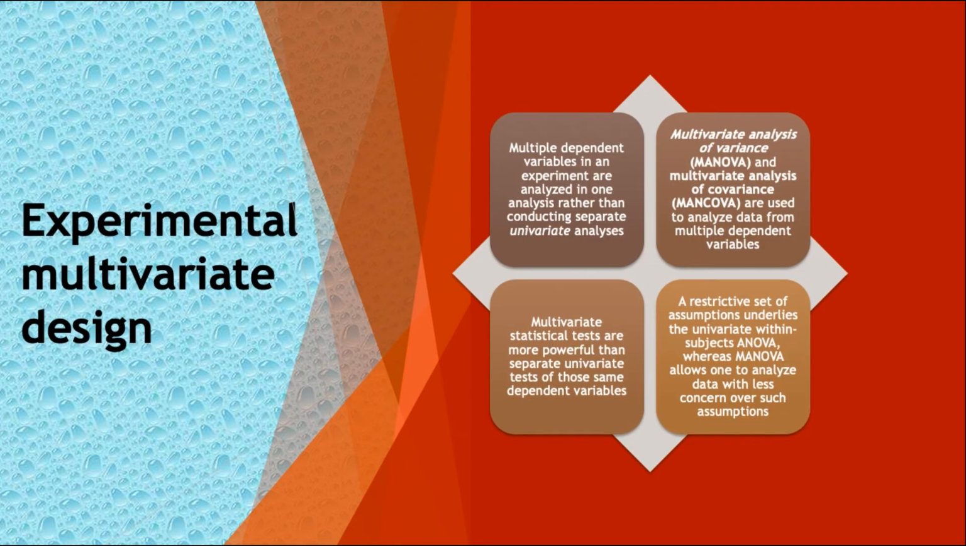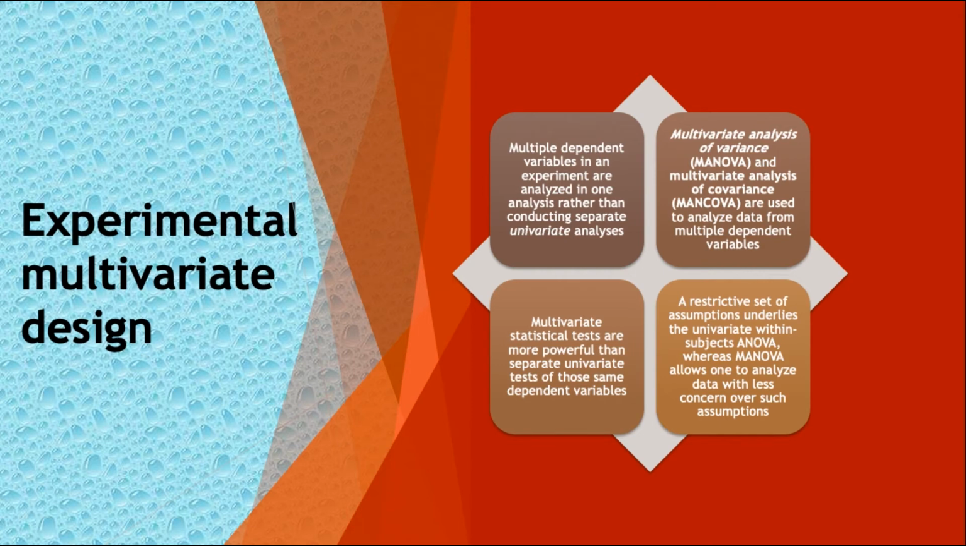Then, experimental multivariate design. The logic of univariate experimental design applies to multivariate design, that is, you manipulate one or more independent variables and look for changes in the values of your dependent variables. The major difference between the univariate and multivariate experimental strategies is how dependent variables are handled. When you use a univariate strategy, multiple dependent measures are analyzed separately with multiple statistical tests. In contrast, when you use a multivariate strategy, multiple dependent variables are combined statistically based on the correlations among them and analyzed with a single statistical test.